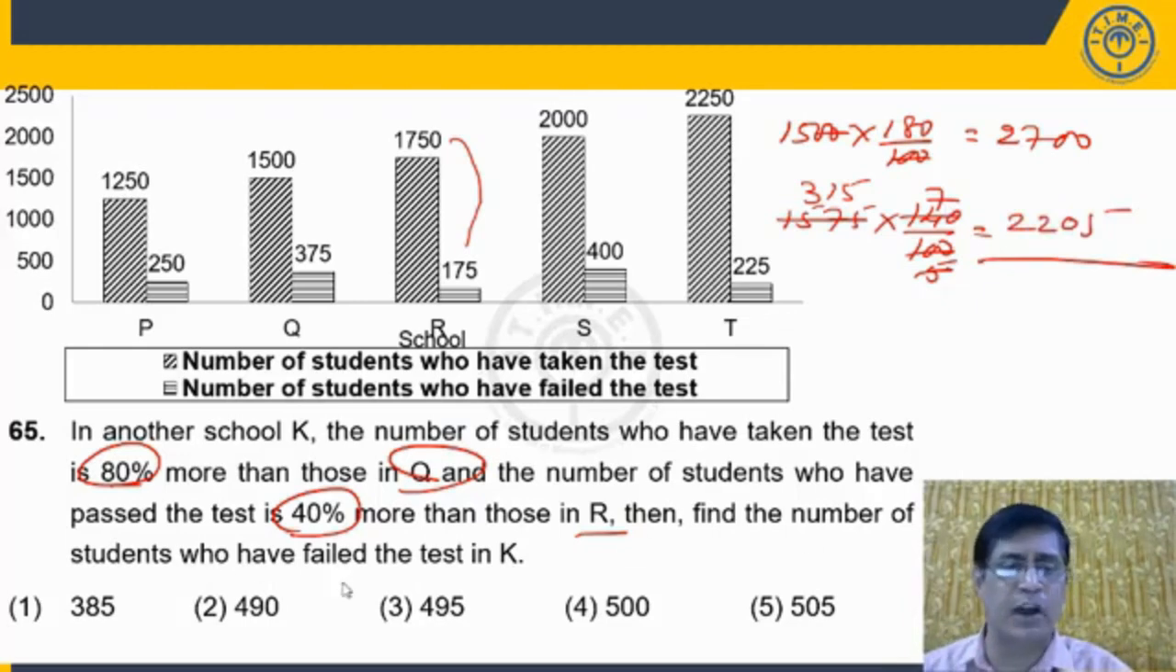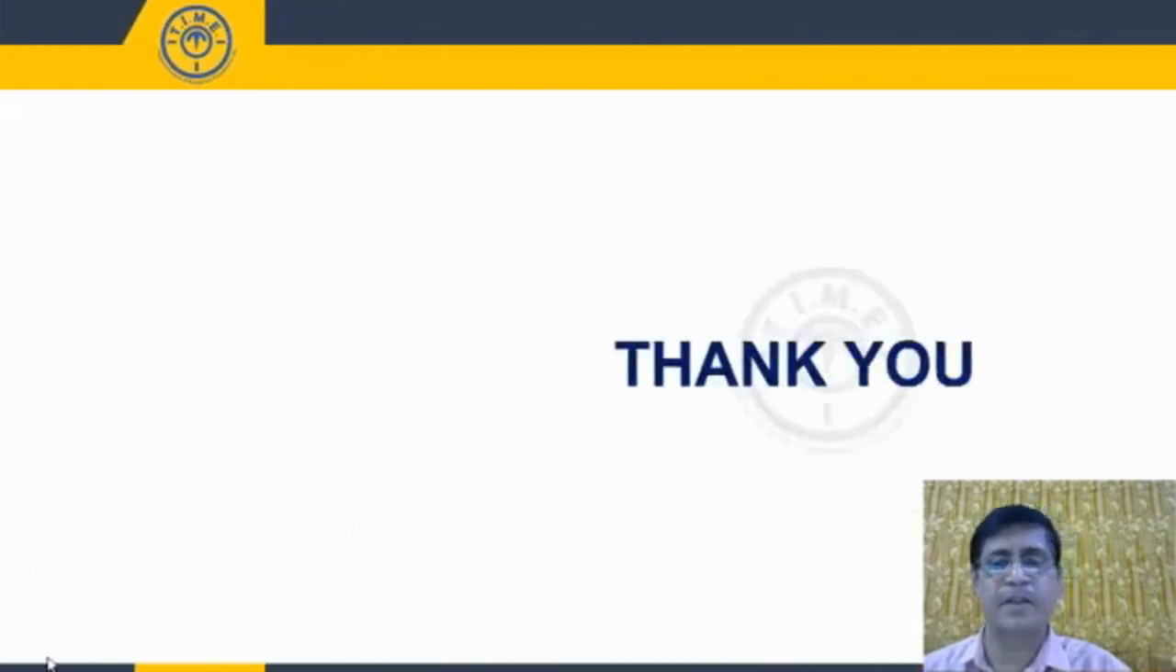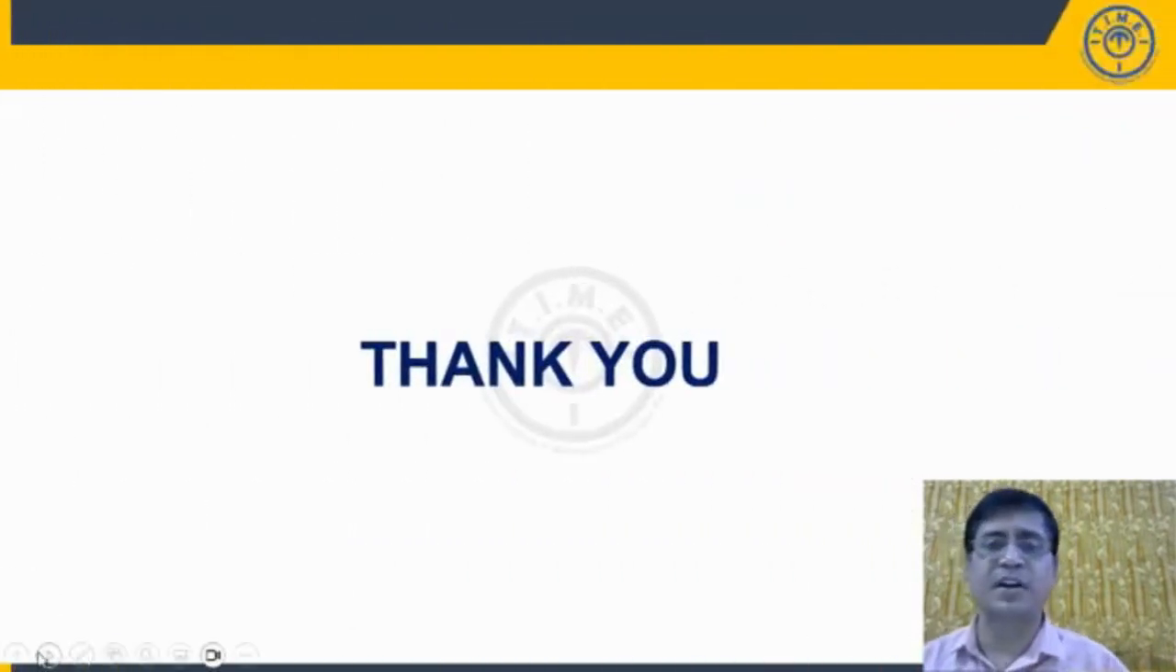Now what to find? The number of students who have failed in the test in school K. This is the number of students who took the test, and the pass is 2205, and how many failed means the difference of these two. The result is 495. Option 3 is the right answer. So, choice 3. This is the completion of the discussion.